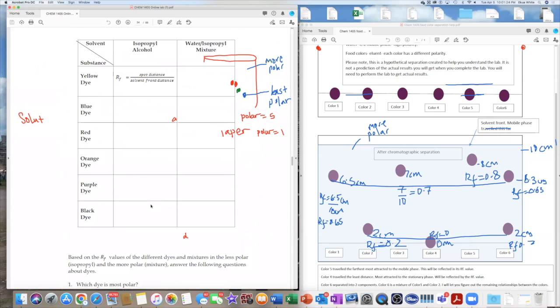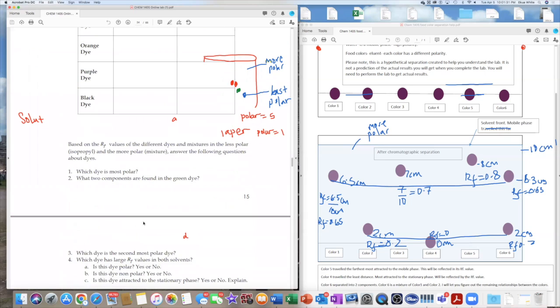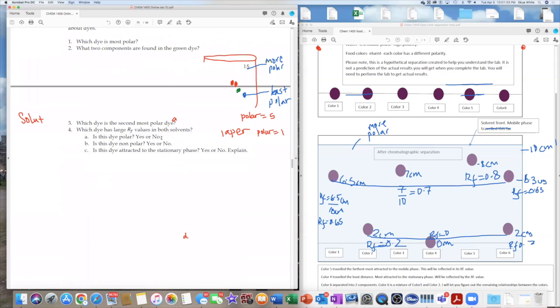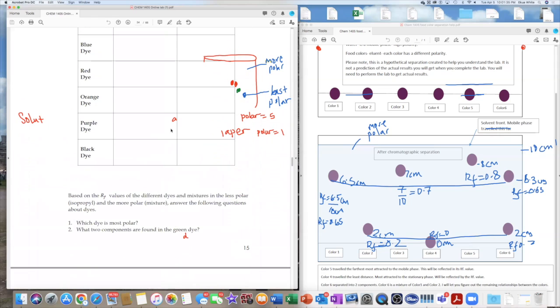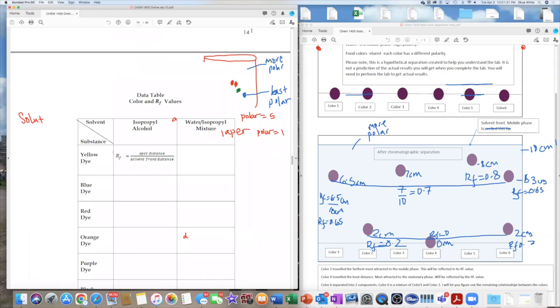So the rest of it is essentially you just recording the RF values for each color dye right here, answering the following questions. I pretty much help you answer these questions in the indirect approach, or should I say, not really indirect, but in the example I provided, right? So after you watch this video, if you still have any more questions, please let me know, okay?